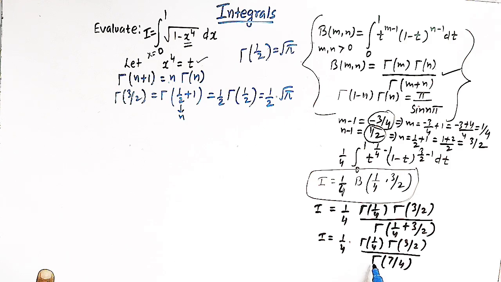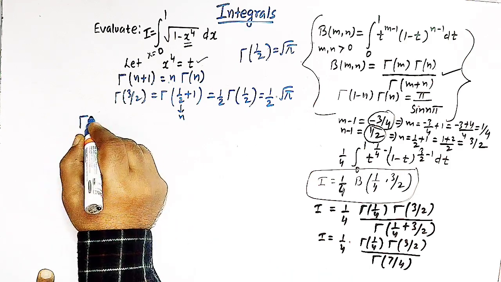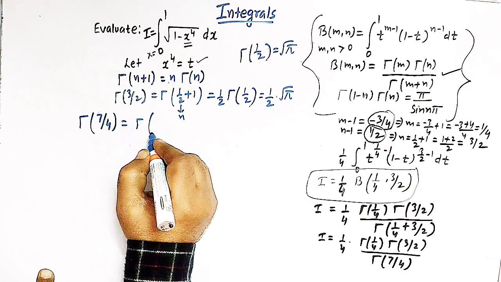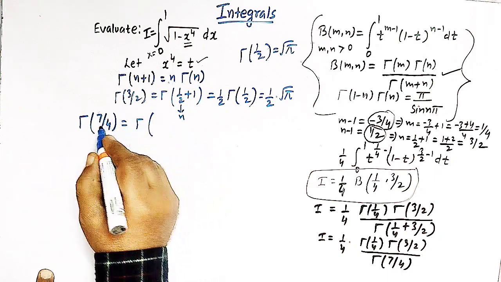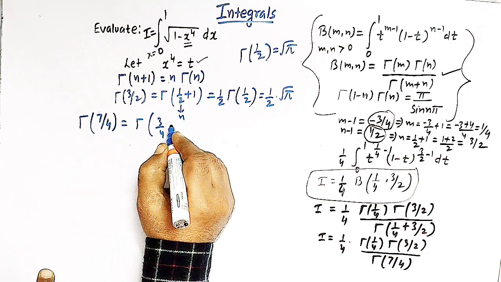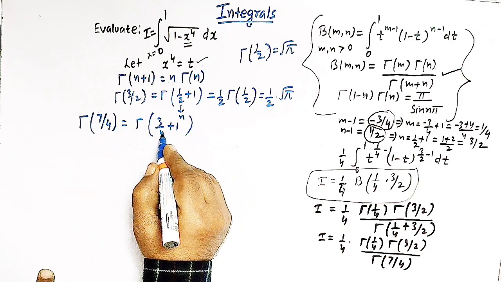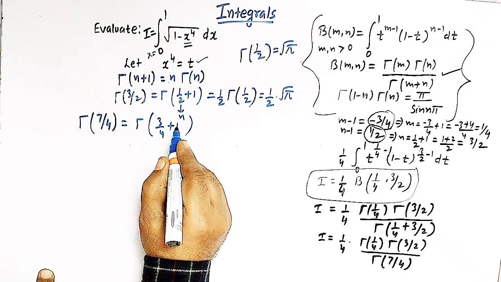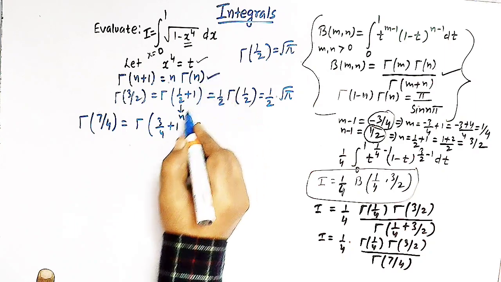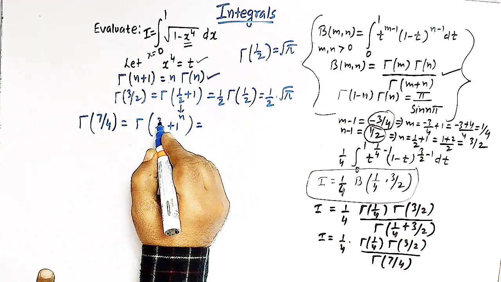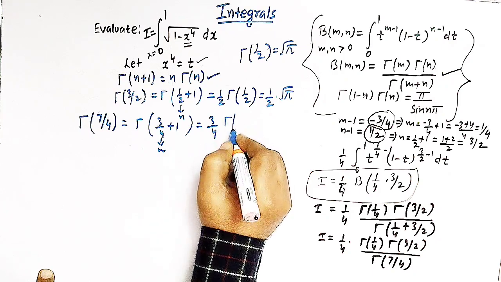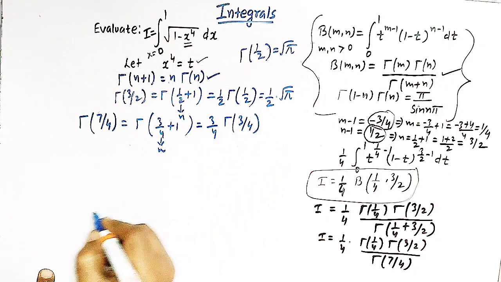So we can now write half times square root of pi, right? Okay, now let us write the value of gamma 7 by 4. So we can now write gamma, and here 7 by 4, we can split this 7 by 4 as 3 by 4 plus 1, because 4 times 1 is 4, 4 plus 3 is 7. So we can again make use of this result. So our n is 3 by 4. So here we have 3 by 4 times gamma 3 by 4, right?